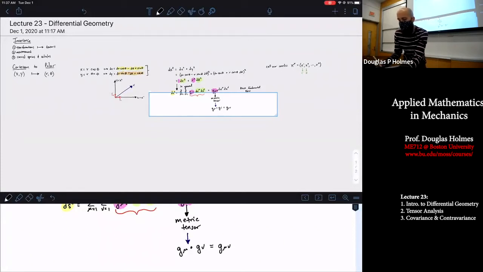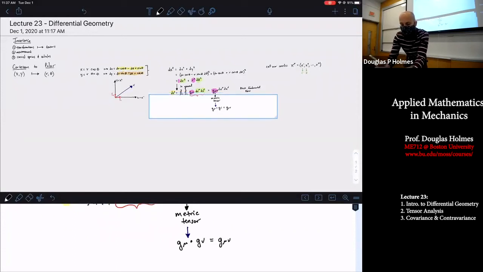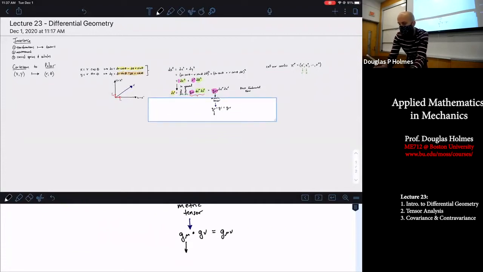What on earth are these G vector things that I've just written down? Those are your basis vectors. So for instance, G mu might be I hat 1. And G nu might be, in the case of polar coordinates, R times I hat 2.